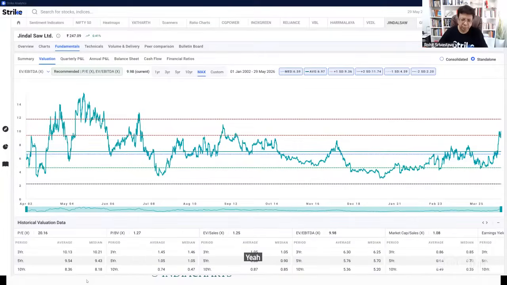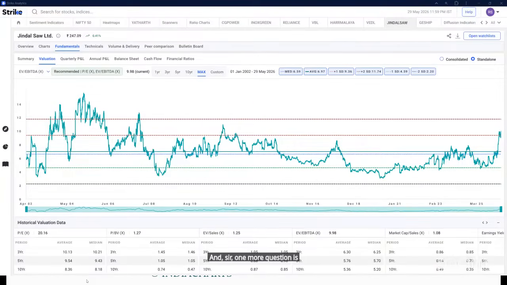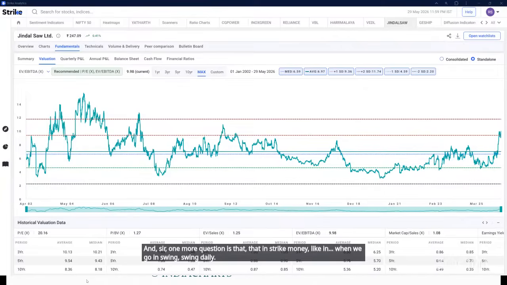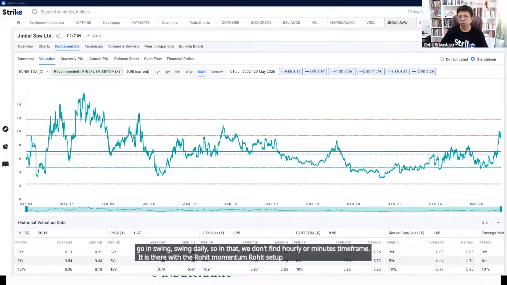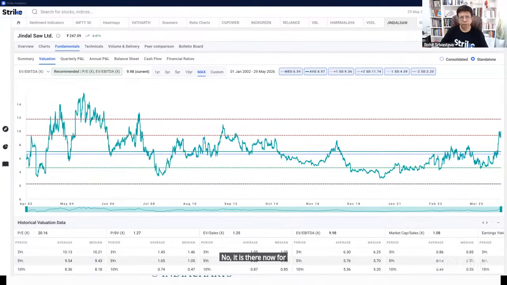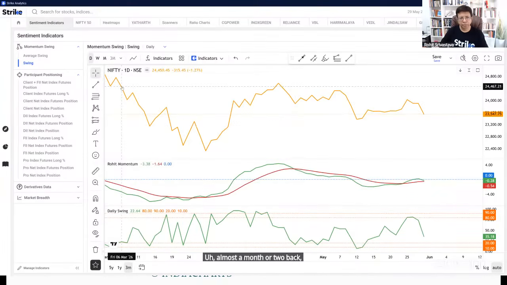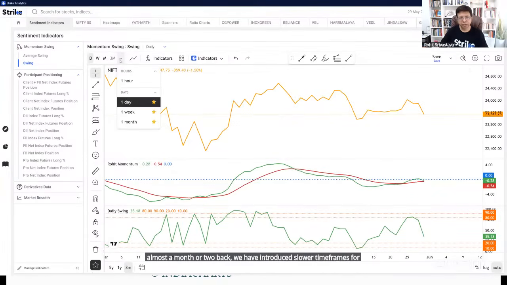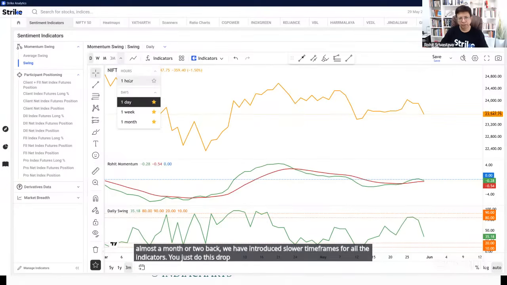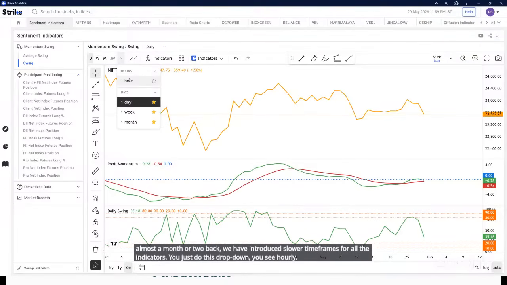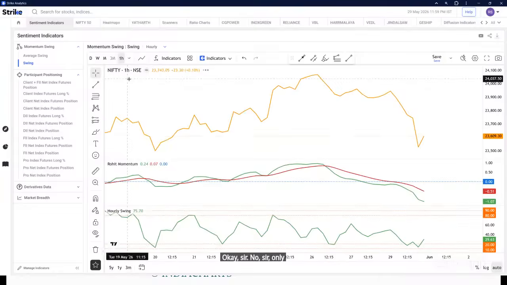Yeah. And sir, one more question is that in Strike Money, when we go in swing or daily, we don't find hourly or minutes time frames. It is there with the Rohit momentum, Rohit setup. But for swing also, you may not have noticed, almost a month or two back, we have introduced lower time frames for all the indicators. You just do this drop down, you see hourly. Okay sir, only hourly is there, minutes is not there. Now like 15 minutes we have not gone to.